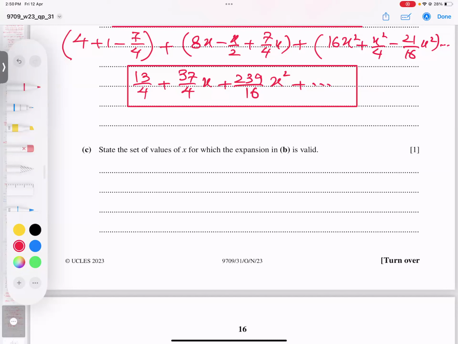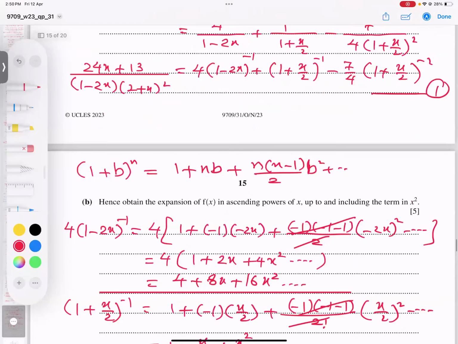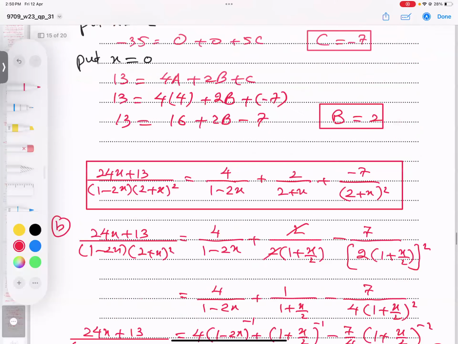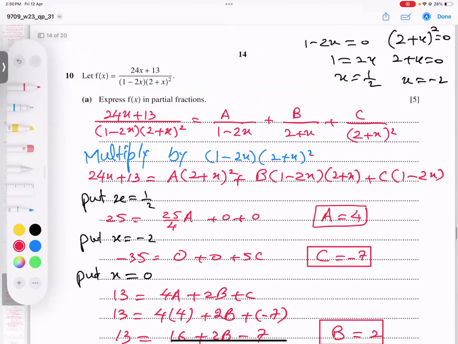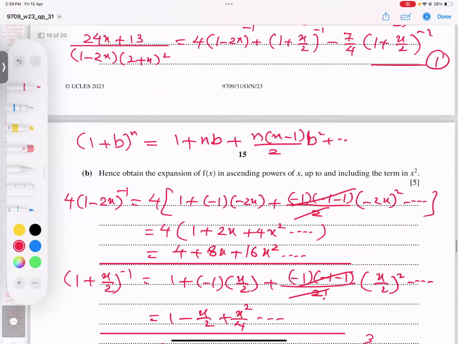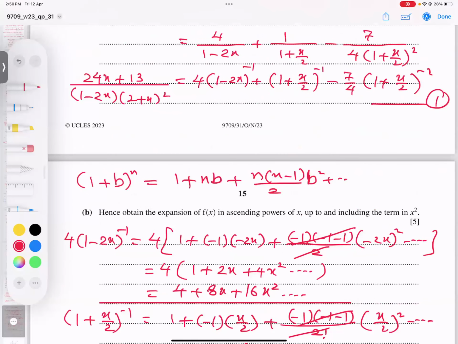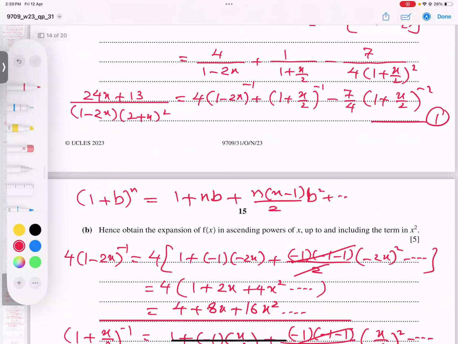The set of values for which this expansion is valid depends upon two portions here. You know it very well. It depends upon two things. First of all, look here, students. Validity depends upon this x only, this b value, and the modulus of b should be less than 1.